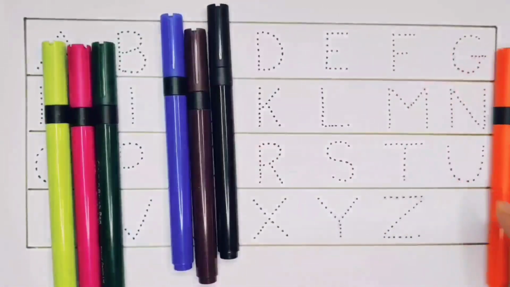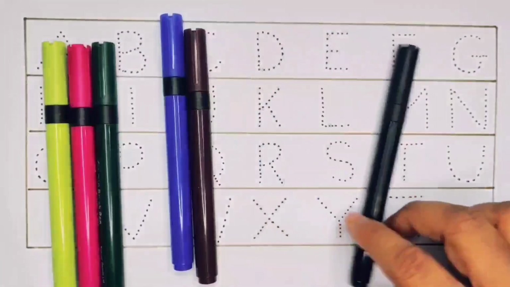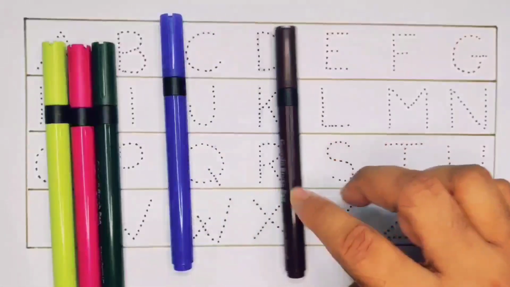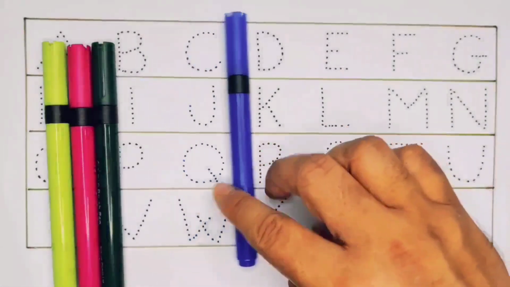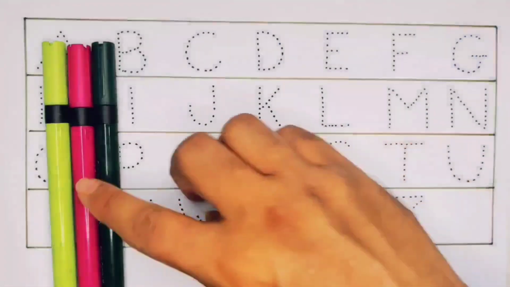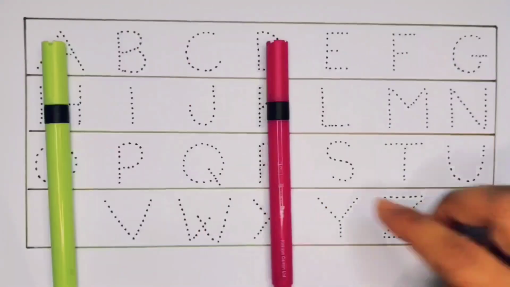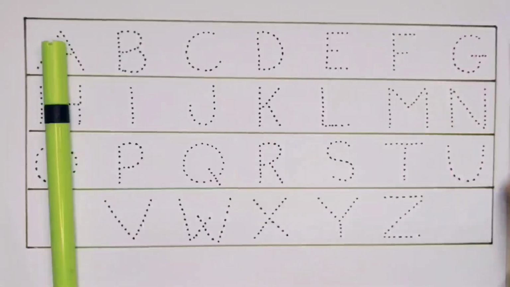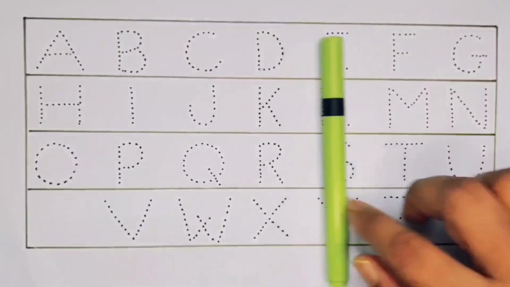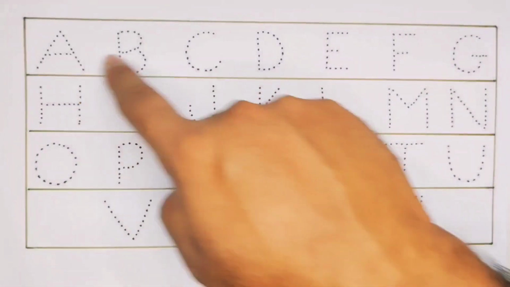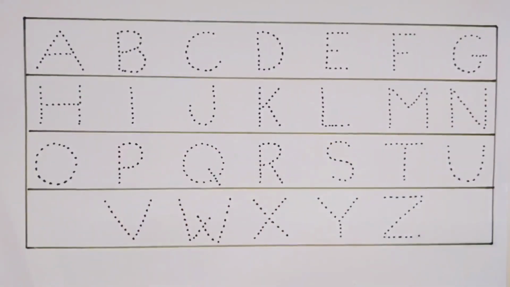Orange color, black color, chocolate color, blue color, green color, pink color, and light green color. Now let's learn the alphabet A to Z.